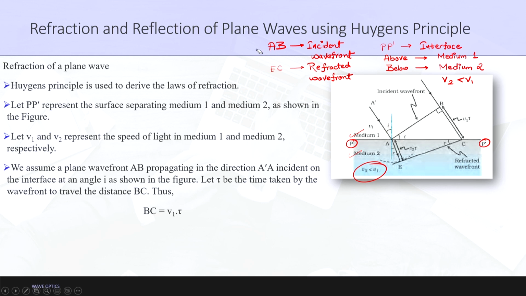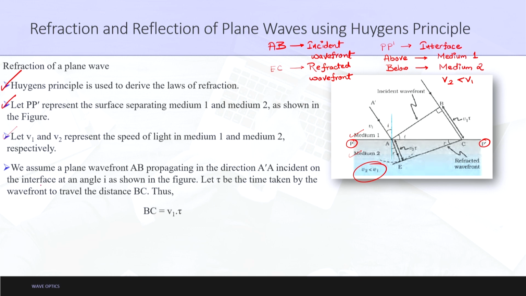So, please look over here carefully. Huygens principle is used to derive the laws of refraction. Let PP dash represent the surface separating medium 1 and medium 2 as shown in the figure. So, PP dash is the interface being talked about here. Next, let V1 and V2 represent the speed of light in medium 1 and medium 2 respectively. Quite evident, V1 will be the velocity in medium 1 and V2 will be the velocity in medium 2.